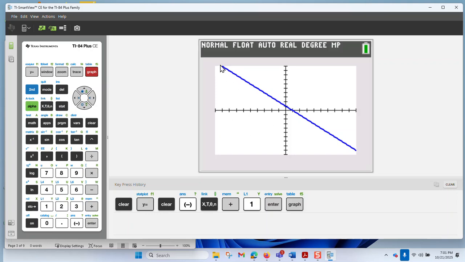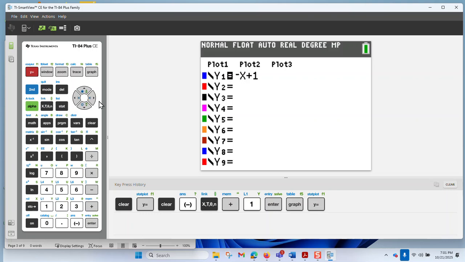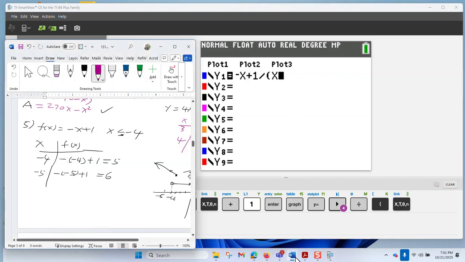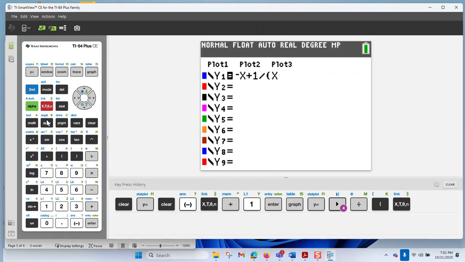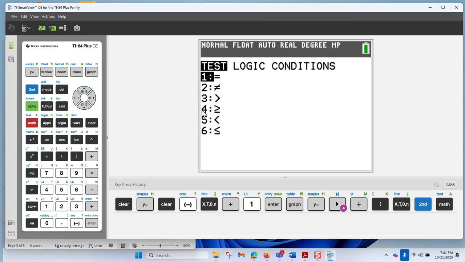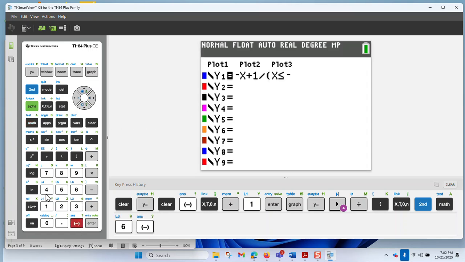You're going to graph all the x, okay? So if I put a condition in here using the divide and the parentheses, I can set up the condition that x is less than or equal to 4, right? So you're going to have to go to the second test menu and use this one, less than or equal to 4. So that is -4. All right.